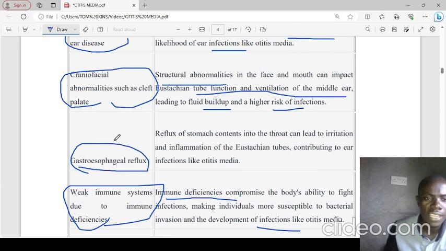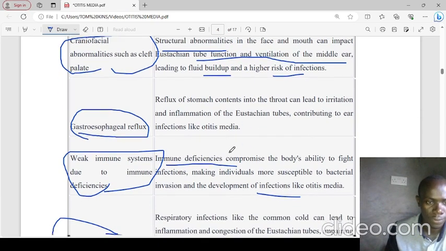Gastroesophageal reflux disease is also a condition of the GIT, and it has a correlation with otitis media, in that reflux of the stomach contents into the throat can lead to irritation and inflammation of the eustachian tubes, which contributes to ear infections.